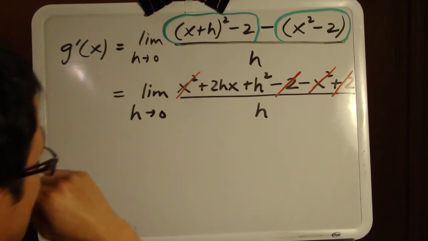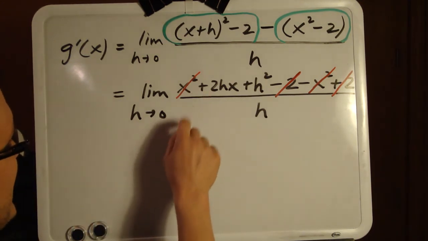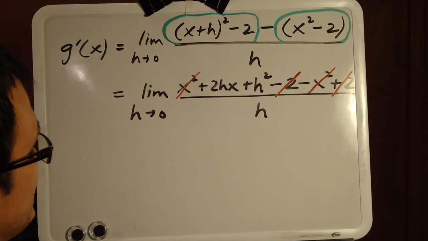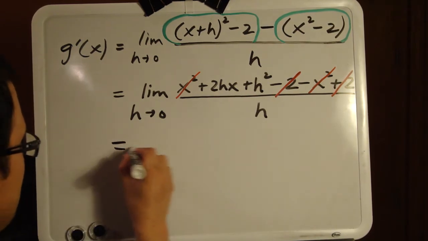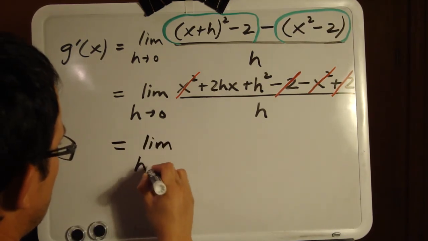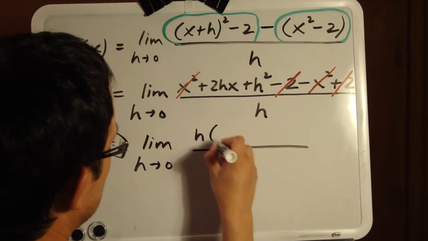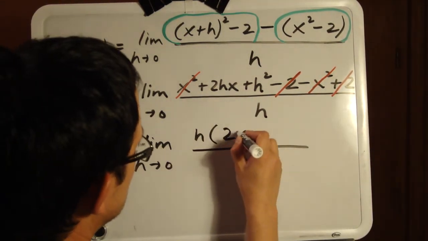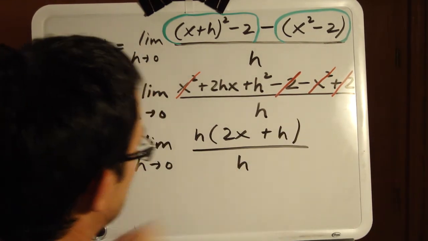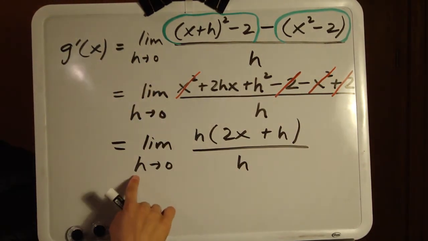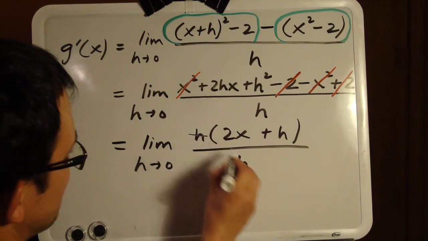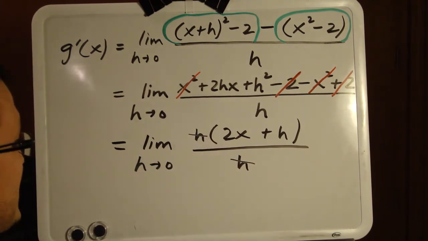And then you can look ahead and see that there's a common factor of h, right, upstairs and then also in the denominator. So I'm going to factor that right out. So that's going to leave 2x plus h. Okay? And remember, we're letting h go to 0, so it's valid to cancel these out because h will never equal 0.